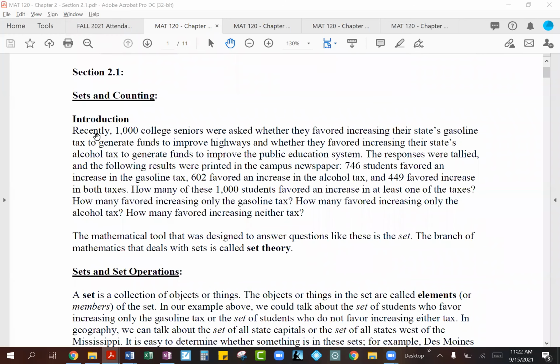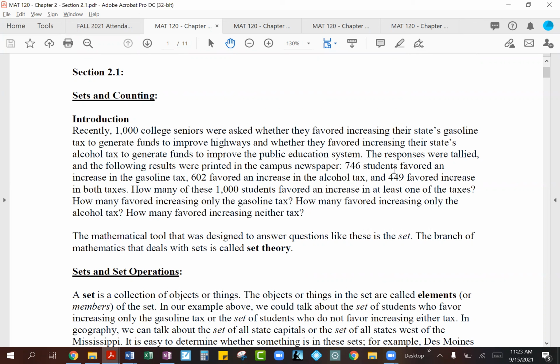Okay, there we go. So recently, 1,000 college seniors were asked whether they favored increasing their state's gasoline tax to generate more funds to improve highways, and whether they favored increasing their state's alcohol tax to generate funds to improve the public education system. So they're being given these two options. After the responses were tallied, we had the following results.